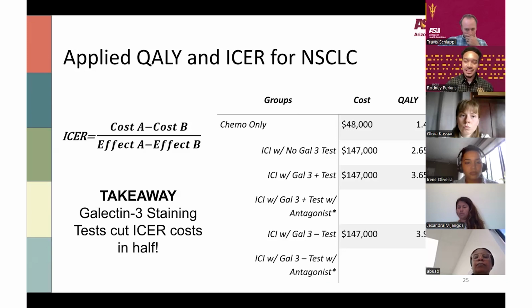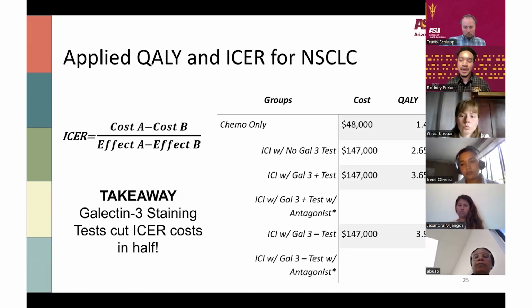And we see even more savings when we start to integrate antagonists, right? So typically a galectin-3 antagonist costs around $60,000. And when we look at that measure and integrate that into our $147,000, we get a cost of $207,000. But when we incorporate that into our ICER values, we get $70,000 for an extra quality life year.